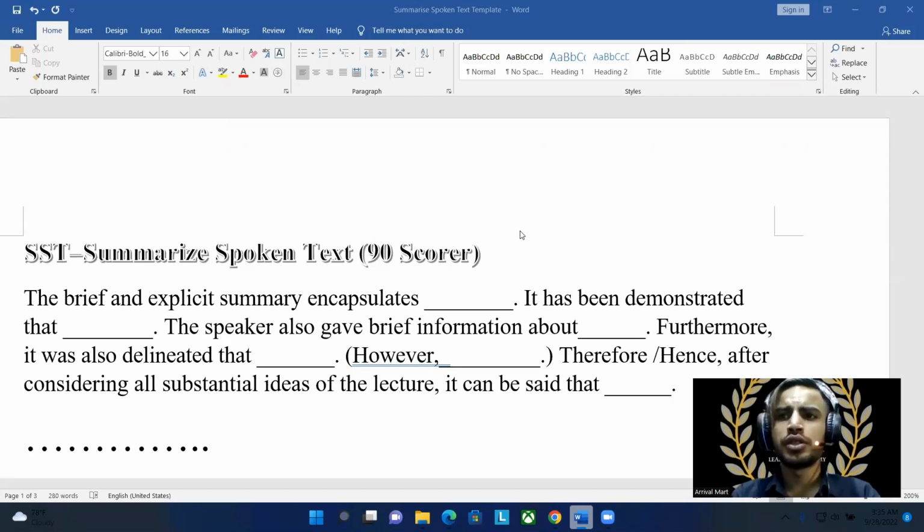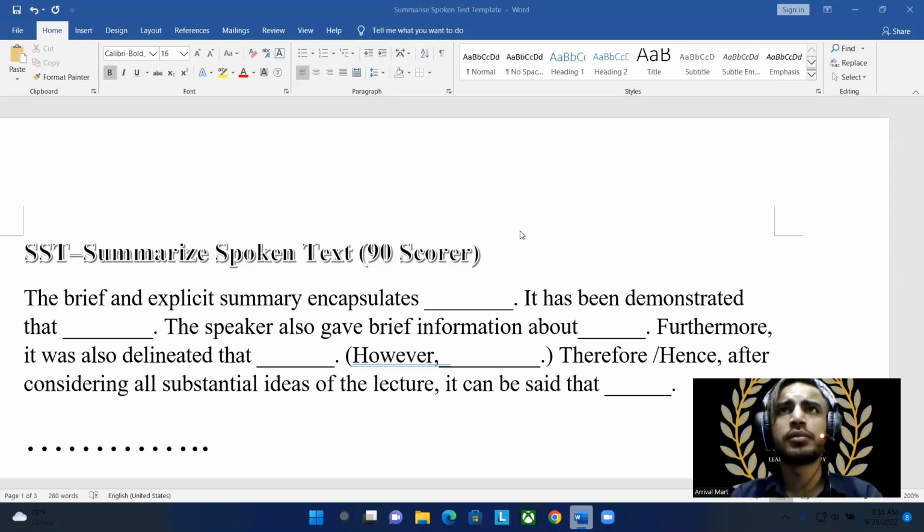Today, I'm going to teach you about Summarize Spoken Text. Yes, you can see the template on my screen, but only understanding the template is not enough. We need to understand what we need to do in order to get 90 out of 90, and what we should put in this blank content. We all know that understanding the template and writing the template gives us full marks.